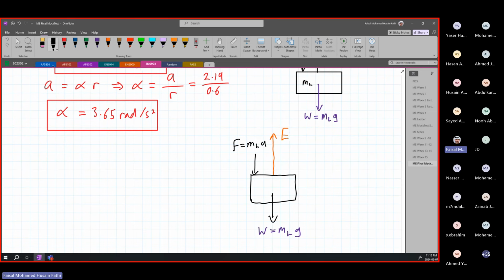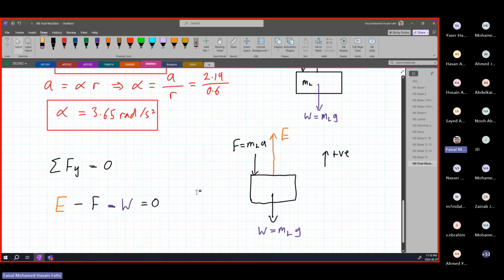Okay, we just apply sigma Fy equal 0. What is our sigma Fy? Let us take upwards as our positive direction. So we have E minus F minus W is equal to 0. Sigma forces in Y, the same as we were doing before. Okay? So now we can find our value for E because we can find F and W.